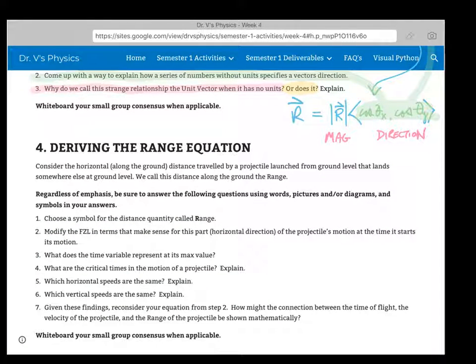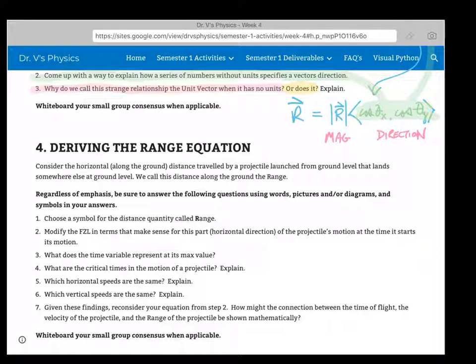So, we're kind of done with vectors for the moment, and we want to get into projectile motion. So we've done one-dimensional motion that we apply the zeroth laws to. So one-dimensional kinematics, and now we have 2 or 3-dimensional kinematics, which is what a projectile is.